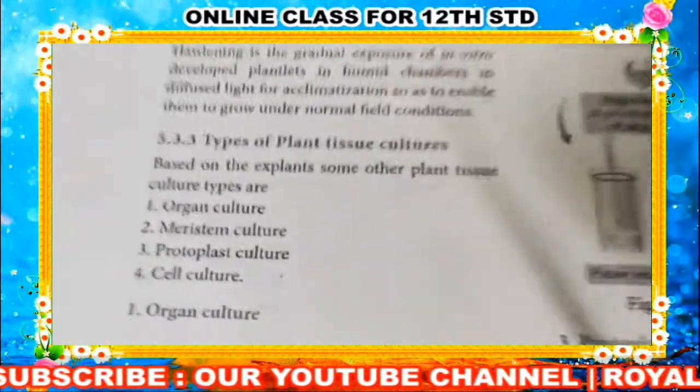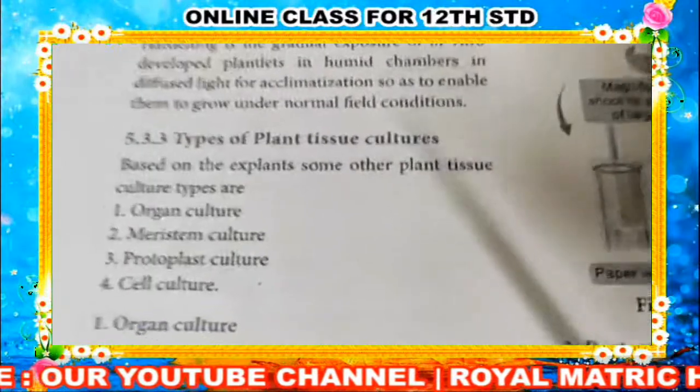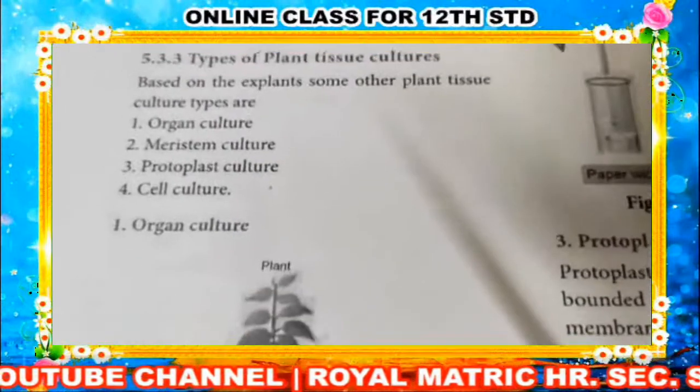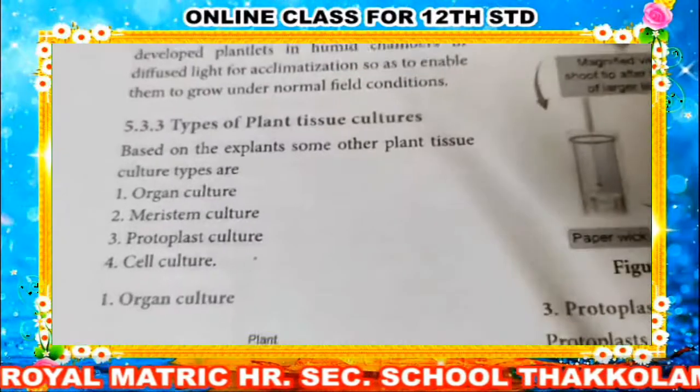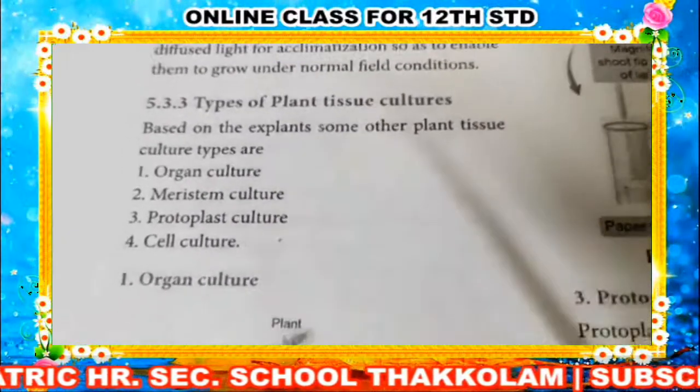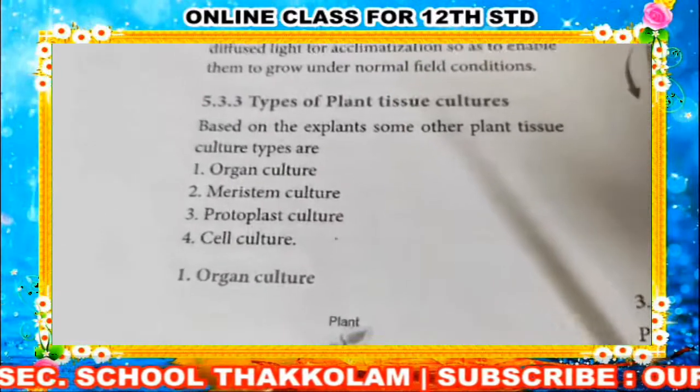There are different types of plant tissue cultures: the organ tissue culture, the meristem tissue culture, protoplast culture and cell culture. That's all about the types of tissue cultures. We'll see one by one what is happening in each culture.